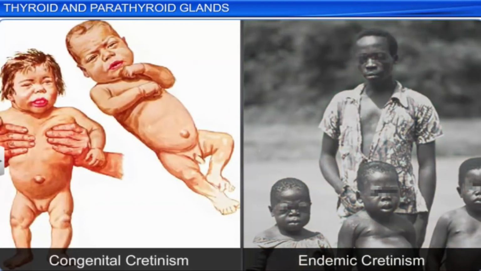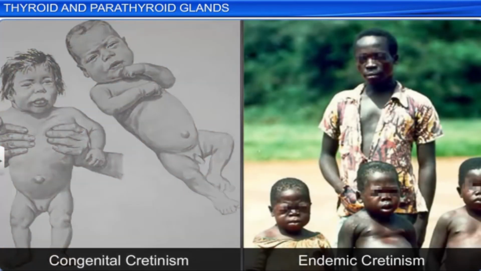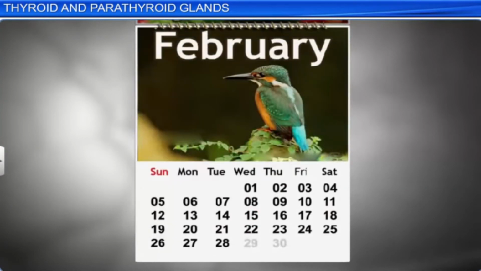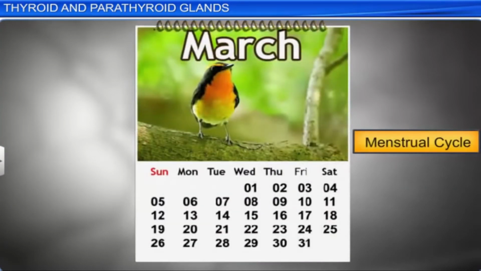Cretinism can be congenital, that is, the absence of a thyroid gland due to a genetic defect. It can also be endemic or caused due to the absence of iodine in the diet in a particular geographical area. In adult women, hypothyroidism may cause the menstrual cycle to become irregular.